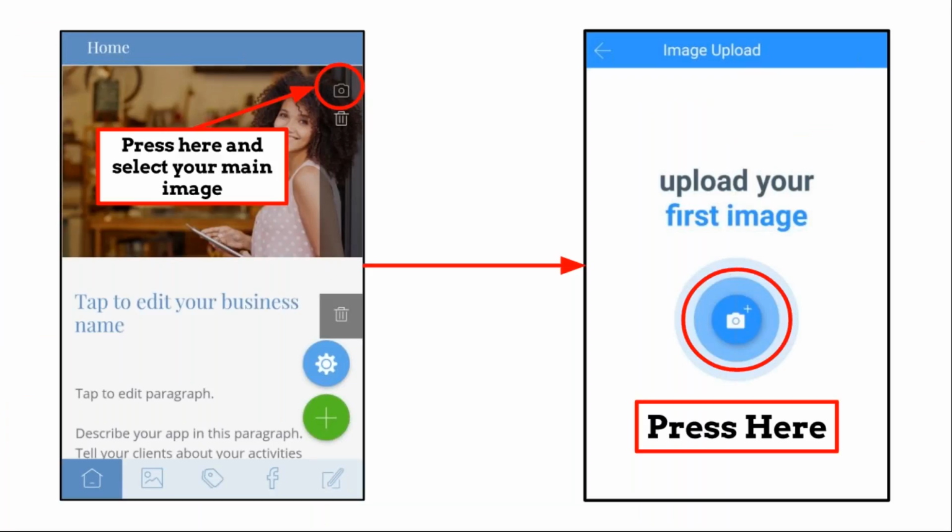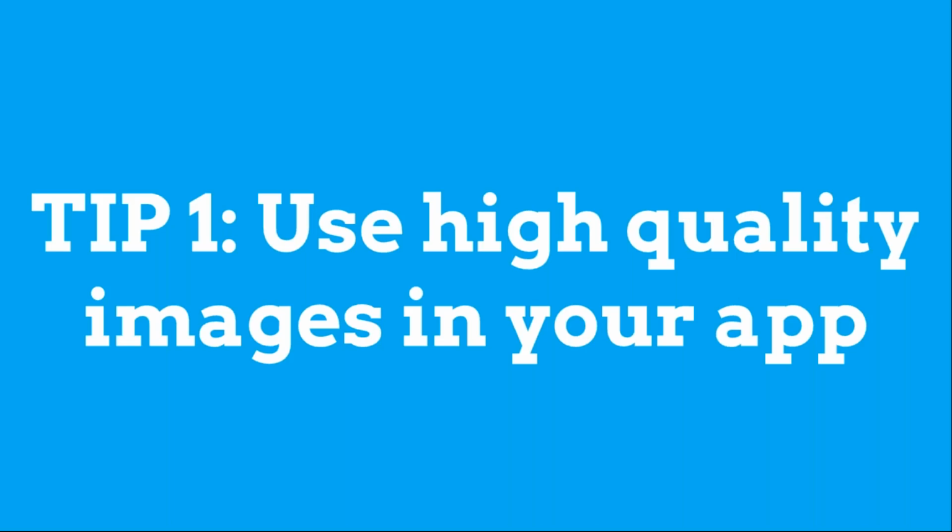So let's go on how to upload your first image. You just need to press on that camera button that you see over there. And afterwards, you will need to press on the blue button on the right screenshot that you're seeing. So as we said, it's really important to use high quality images in your app. If you're showing who you are or what your products are, use high quality images.